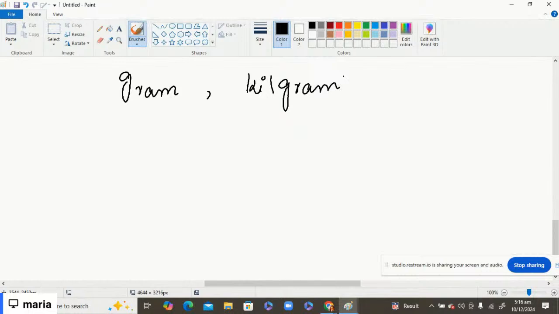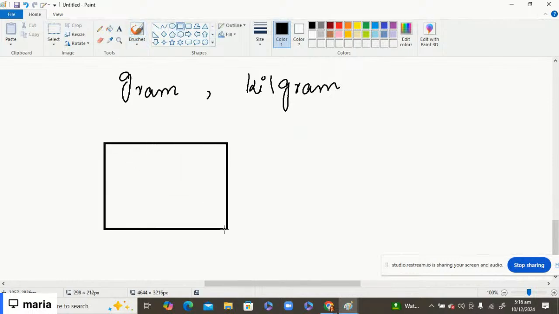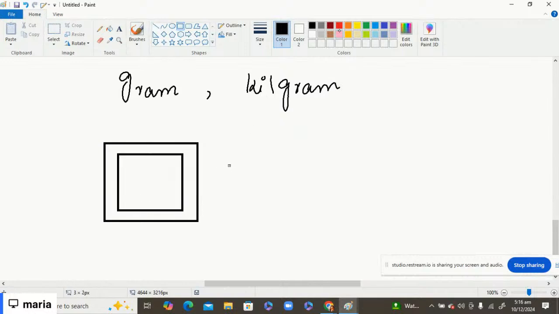So here is basically, for example, when you see the small or the light objects, such as, for example, the slice of bread, then we are saying that it's used in gram. Here is the slice of the bread, it's just a slice of bread. So we can say that it's measured in gram.